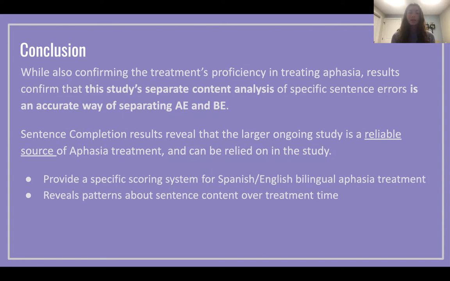This study may also provide a specific scoring system for Spanish and English bilingual aphasia treatment, and also may reveal patterns about sentence content over treatment time.